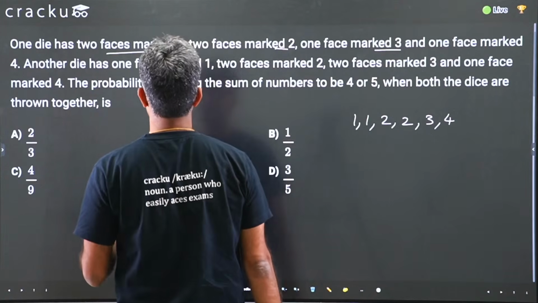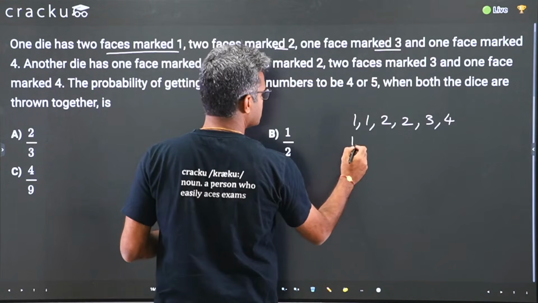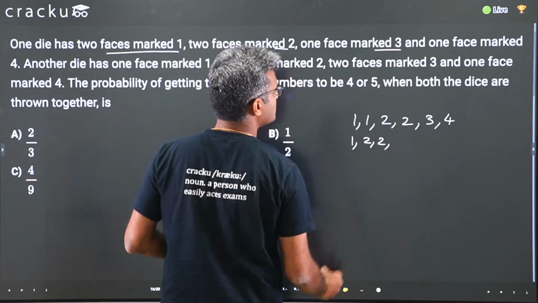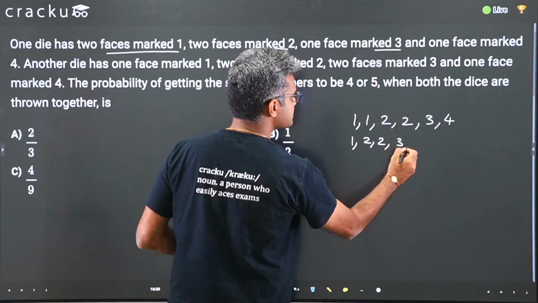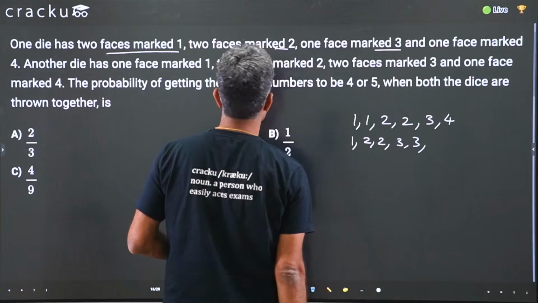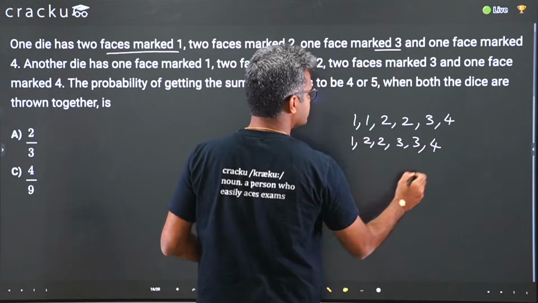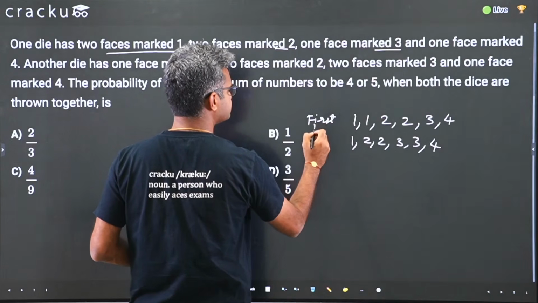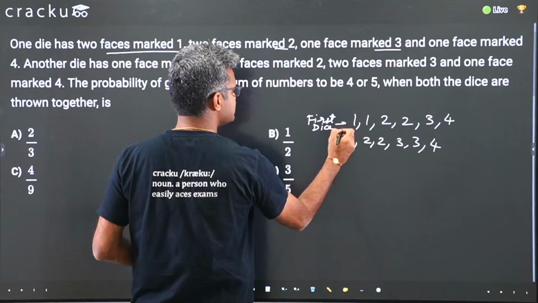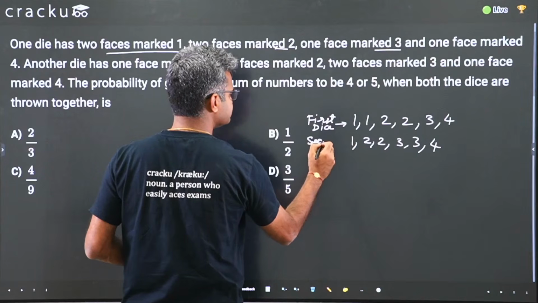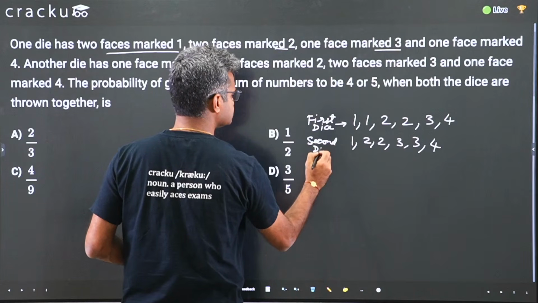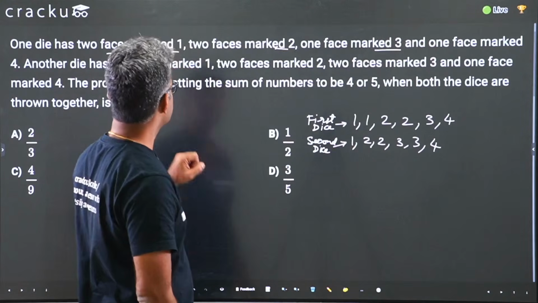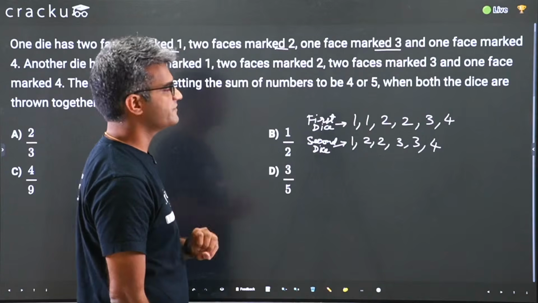Another die which has one face marked 1, two faces marked 2, so this is 2 and 2. Two faces marked 3, so this is 3 and 3, and one face which is marked 4. So this is the first die, and this is the second die. Now what is the probability that the sum of the numbers is 4 or 5?